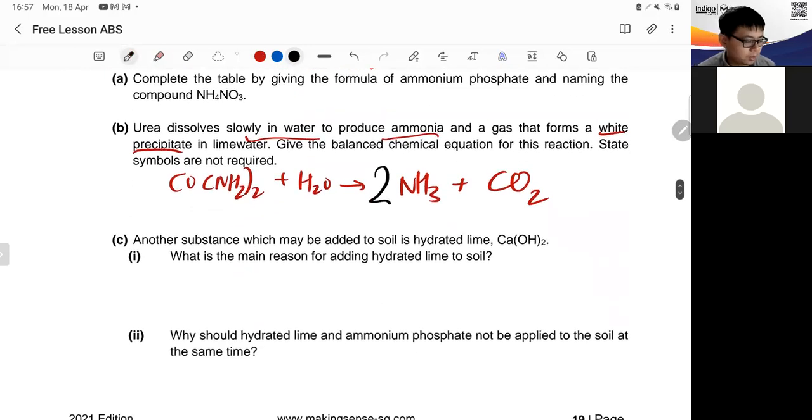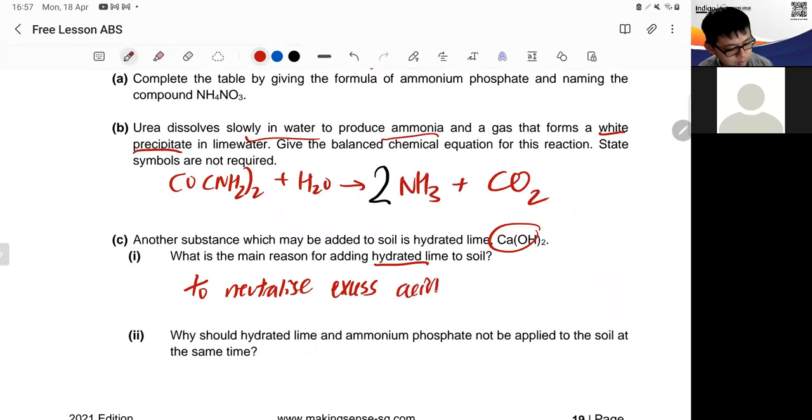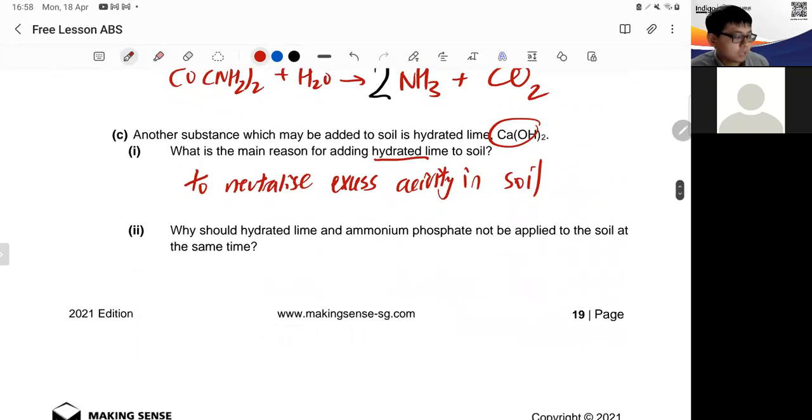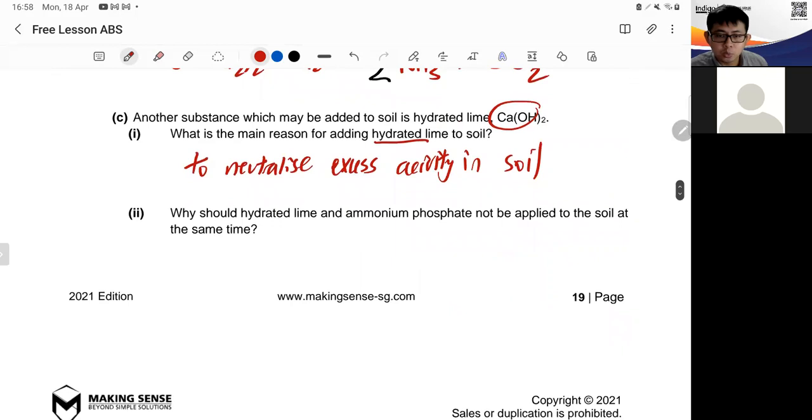What is the main reason for adding hydrated lime to soil? Of course, as just mentioned, it is to neutralize excess acidity in the soil. That is the whole purpose of adding a base or alkali to an acidic soil. And just to recap, why should these two things not be added to the soil at the same time? One is an ammonium salt. One is alkali. You can't do that together. We just mentioned. So let's put it into proper words.